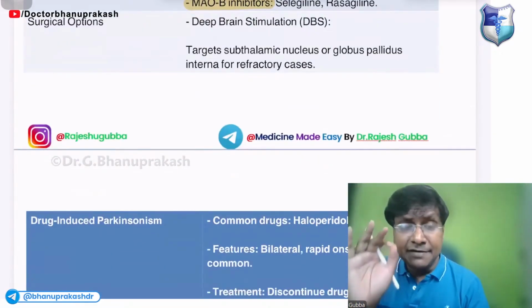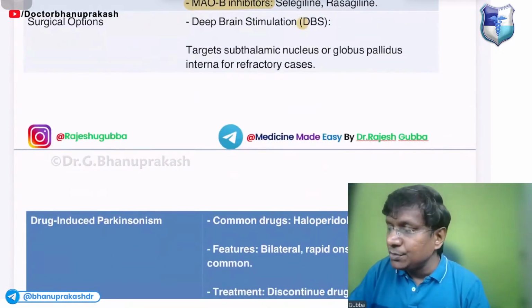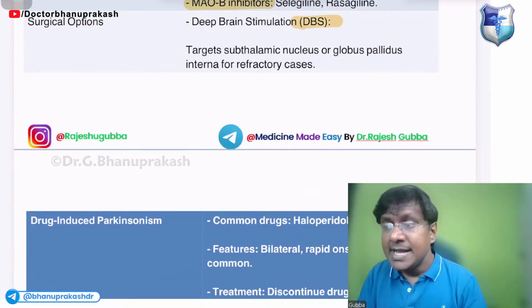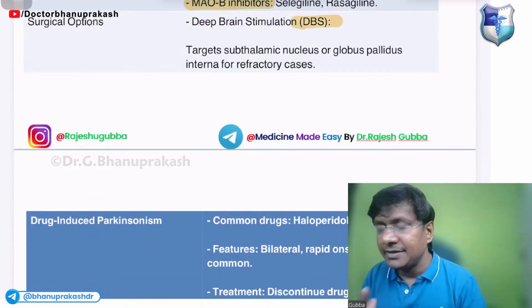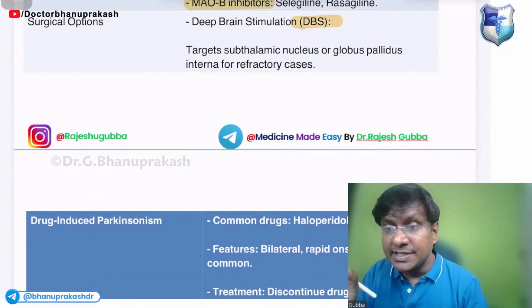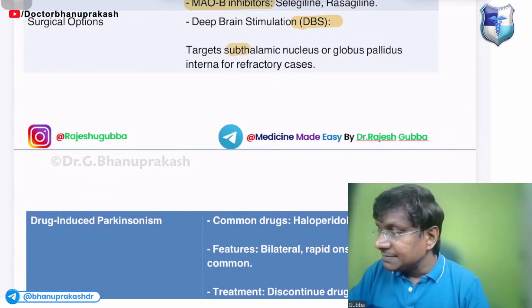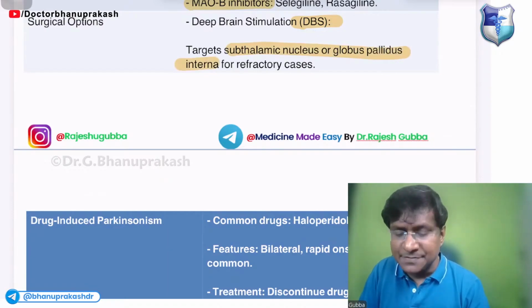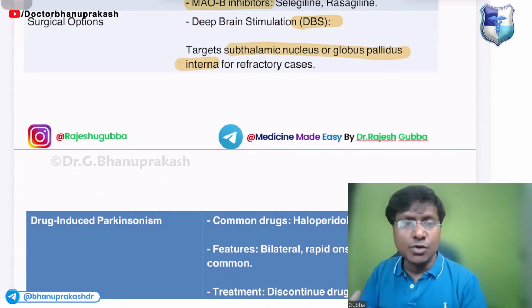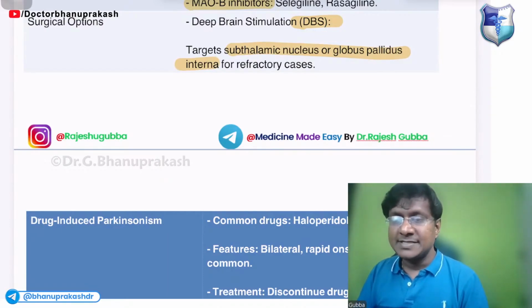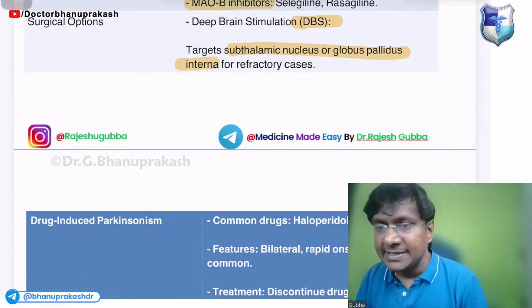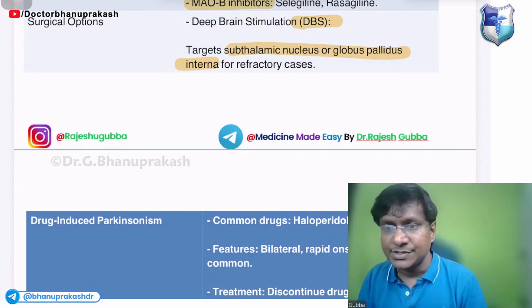And in refractory cases, you need to do deep brain stimulation. Whenever you are doing deep brain stimulation, you need to target the subthalamic nucleus or the globus pallidus interna. Why? Because your substantia nigra is damaged, so there is no point in placing the electrode in the substantia nigra. You have to place the electrode either in the globus pallidus interna or in the subthalamic nucleus.